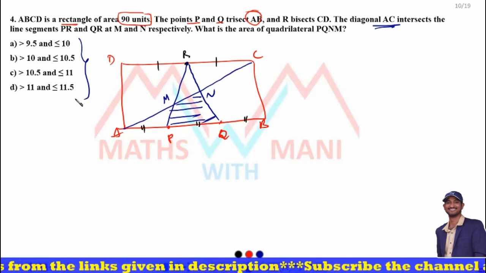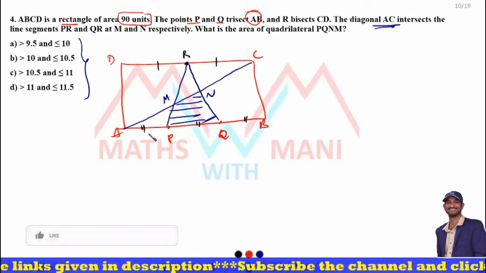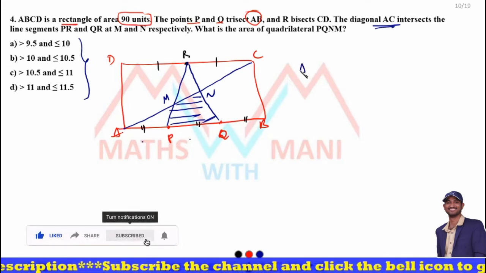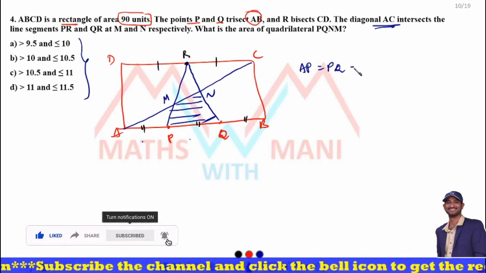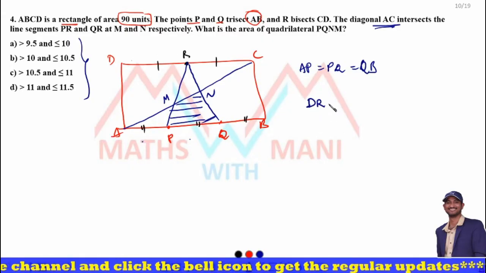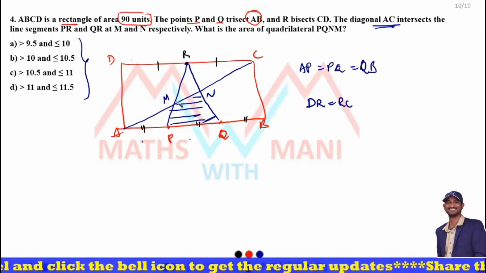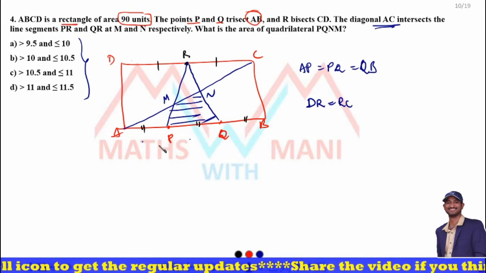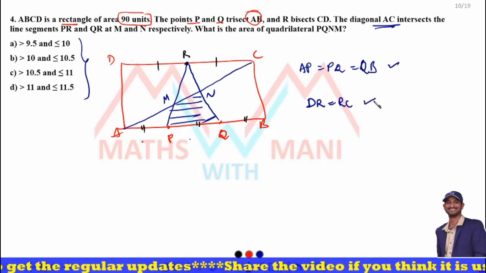Okay. Very simple. Here it is 3 parts. AP, PQ, QB all are equal. Yes, 3 parts are equal. And what about here? DR and RC are equal. But DC and AB are nothing but opposite sides of the rectangle, so both should be equal. So here 3 parts and here 2 parts are equal.